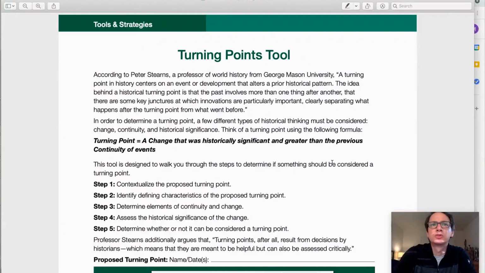This video is for students who are looking for modeling of steps 4 and 5 of the Turning Points tool, which we can see here are for assessing the historical significance of the change and then determining whether or not it can truly be considered a turning point. The ability to assess an event and determine if it is a turning point is a very involved process that requires a lot of information gathering, critical thinking, and evaluation.